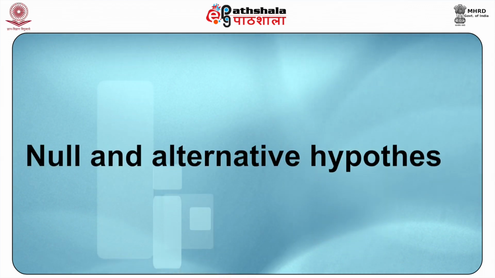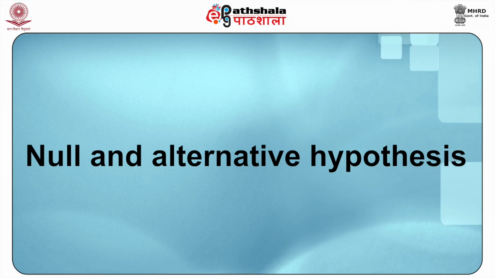B. Null and alternative hypothesis. Hence, there are two kinds of statistical hypothesis. A null hypothesis, which is denoted by H0, is the claim initially believed to be true. An alternative hypothesis, which is denoted by HA, is the contradictory claim to the null hypothesis.